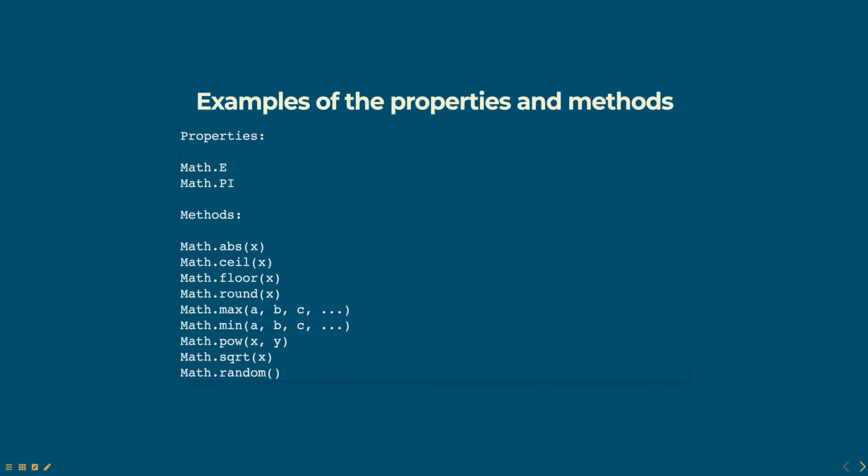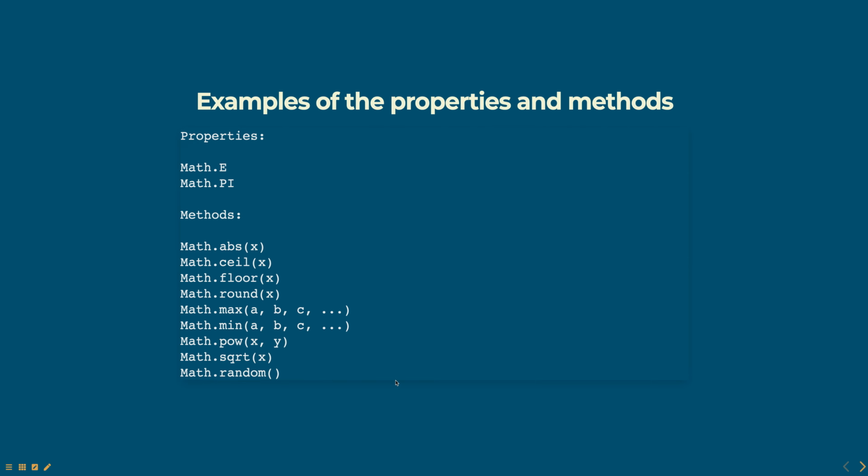Math.round returns the nearest integer to a number. Math.max returns the largest of a set of numbers. Math.min returns the smallest of a set of numbers. And Math.pow returns x raised to the power of y. And Math.sqrt returns the square root of a number. Math.random returns a random number between 0 and 1.